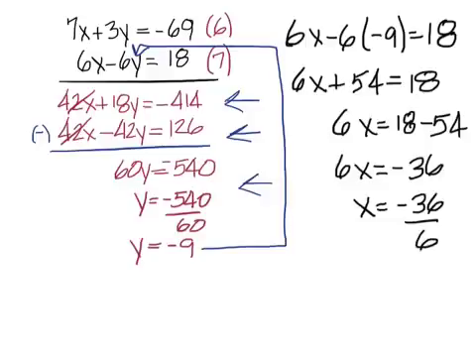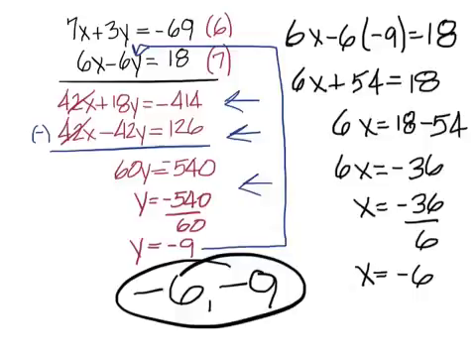Divide by 6. And Johnson is right. Answer for x is negative 6. What's the final answer to the whole problem? Darnell. Negative 6 and negative 9. Negative 6, negative 9 is the final answer.